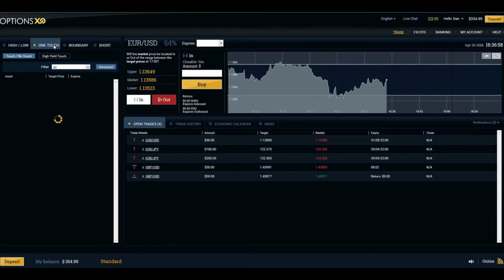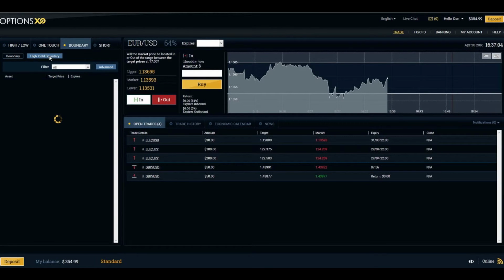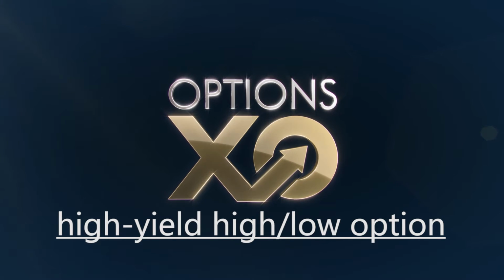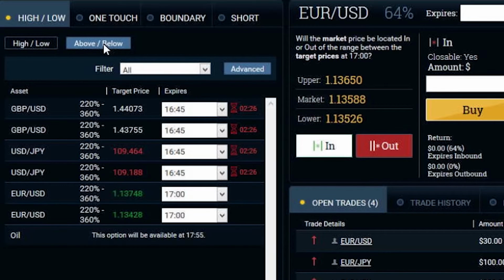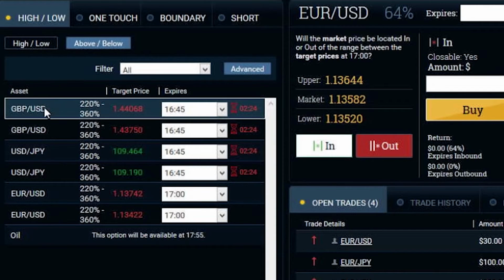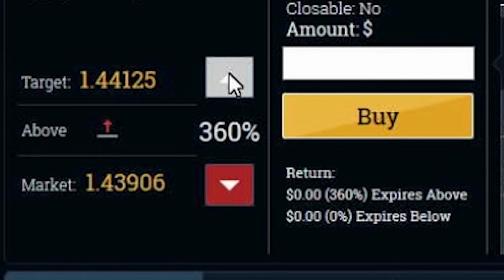Now, if you've noticed, the payout on most options we've seen so far ranges between 60 and 83%. But you can easily increase your payout by selecting high yield options. In high-low, click on above below. Here the options offer up to 360% profits. That's more than 3.5 times your investment plus your initial investment.